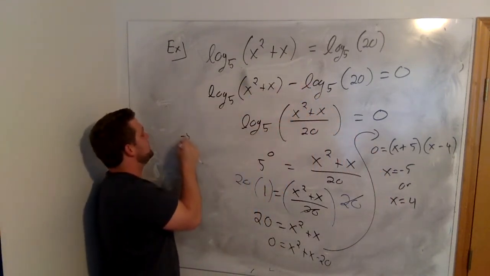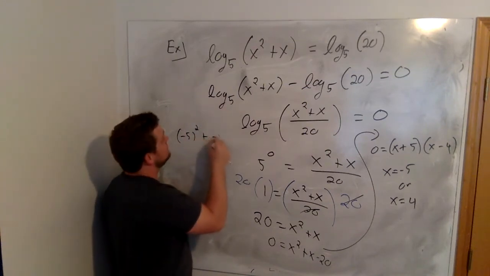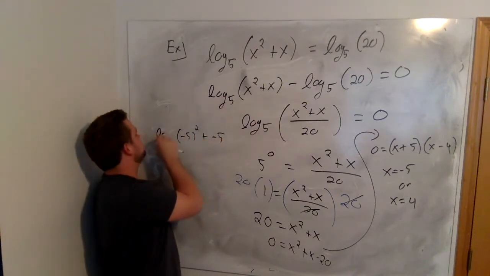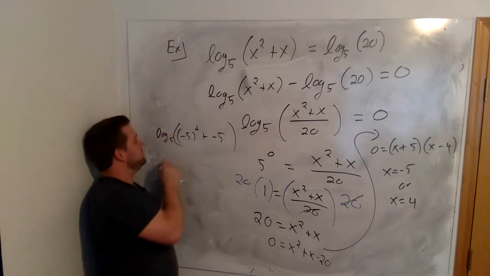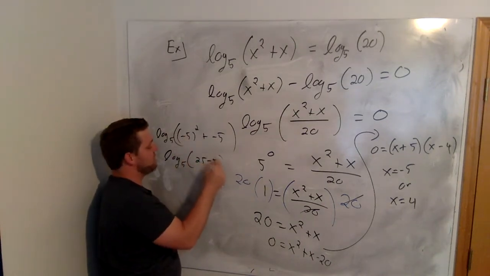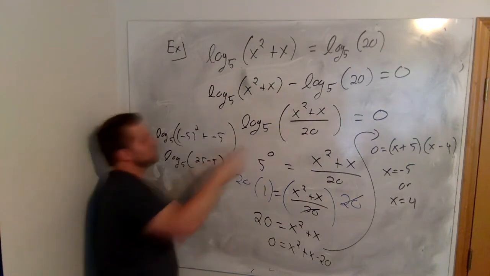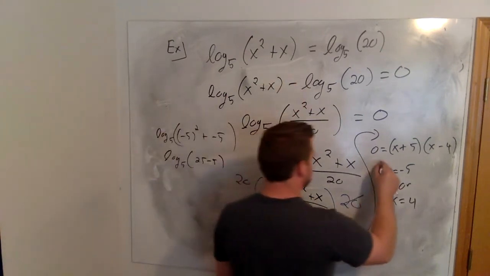We're going to get negative 5 squared plus negative 5, and this is all inside of a log base 5. What is this? This is 25 minus 5. This is 20. Log base 5 of 20. This solution is going to work. So this is a good solution.